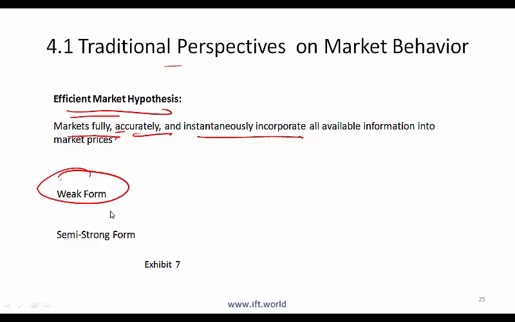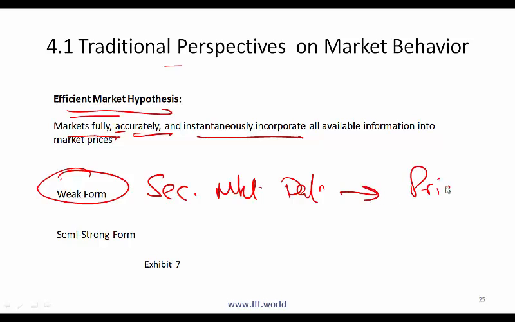The weak form of the efficient market hypothesis says that all security market data is incorporated in the security prices. Okay, so that means, what do we mean by security market data? This means past volume data, past price data. So what is the implication? If a market is weak form efficient, what's the implication?